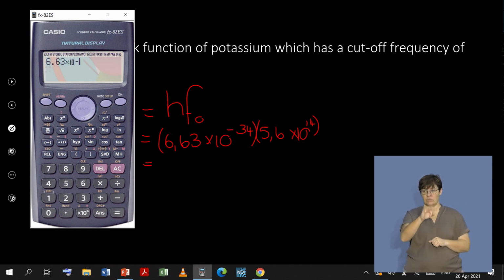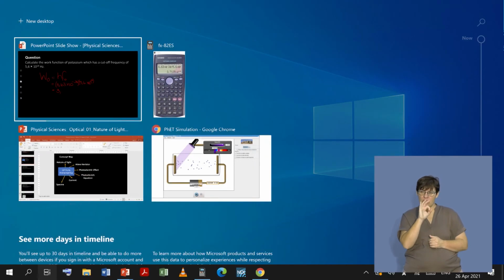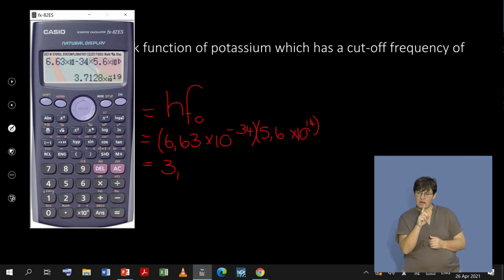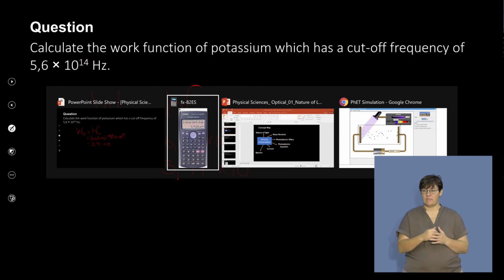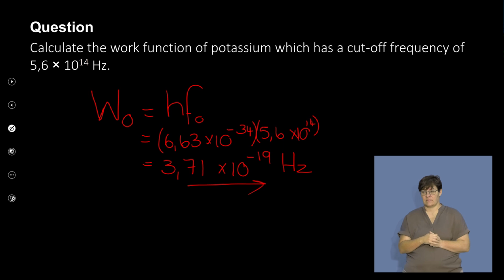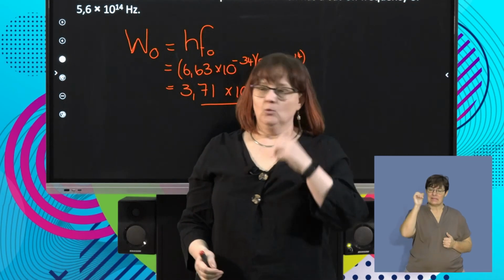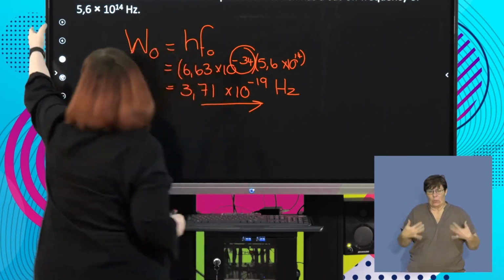6.63 to the minus 34 times 5.6 to the 14, and we get 3,71. Let's just check, was that 7,1 or 1,7? I've done it again. 7,1, okay, good. 7,1 times 10, and now, of course, I can't remember what the other name was. Number, it's minus 19, measured in hertz. Am I expecting a small number? Absolutely. Why? Because that's so small. That's tiny. Okay?